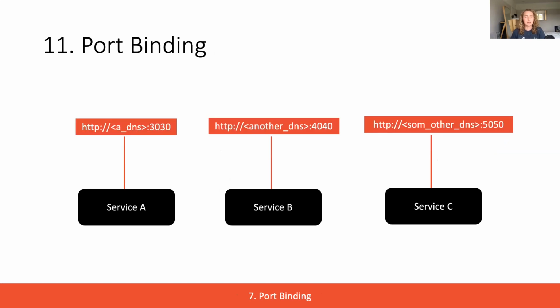Number 11, port binding, very similar to the original port binding. This is essentially the principle of port binding, which asserts that a service or an application is identifiable to the network by a certain port number, not by its domain name. Your cloud provider, again, this is going back to separating out what's the responsibility of your application and what's the responsibility of your cloud provider.